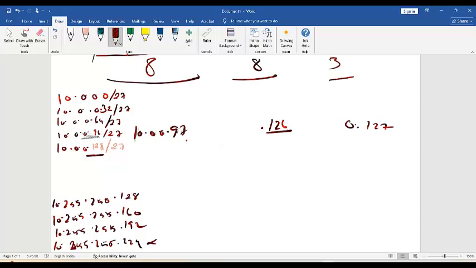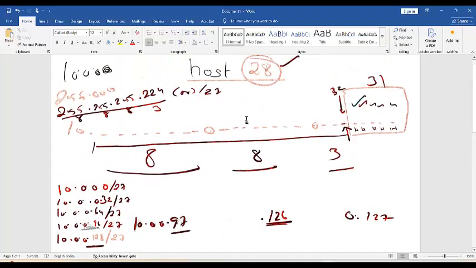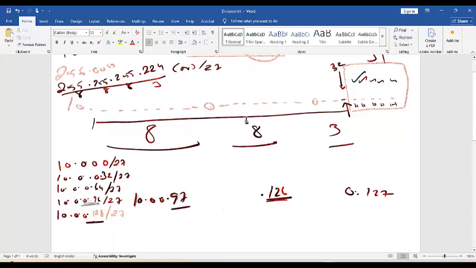So if you see the difference between this and this, you get 30 IP addresses. But how many do you need? You need 28. It is okay. 30 is okay, not bad. You need 28, you got two addresses extra. Nothing wrong.